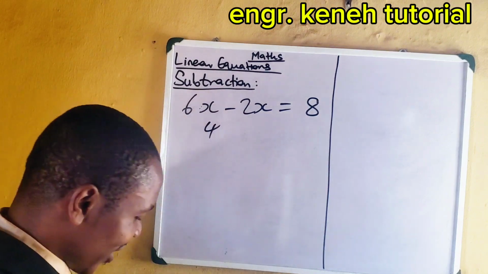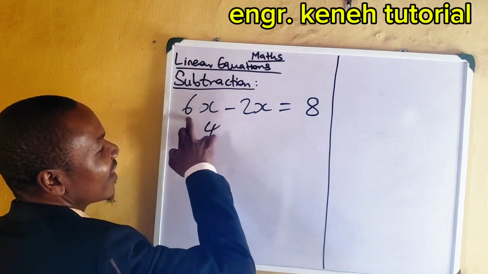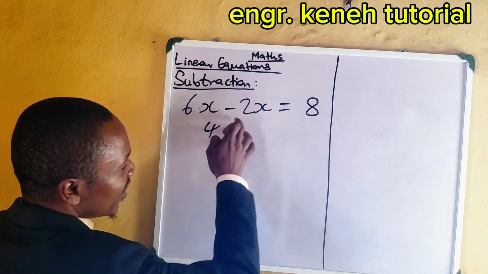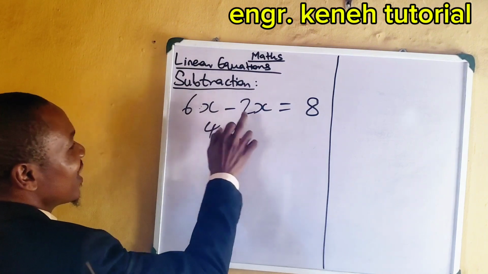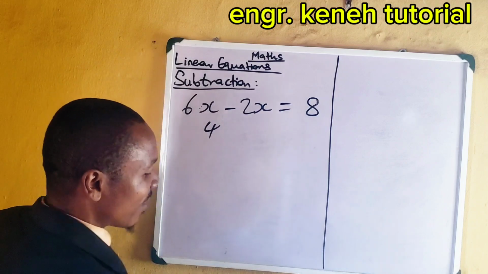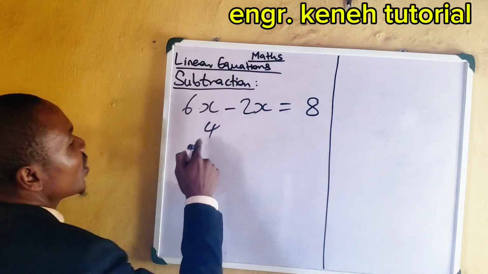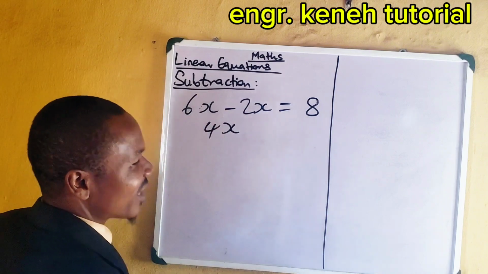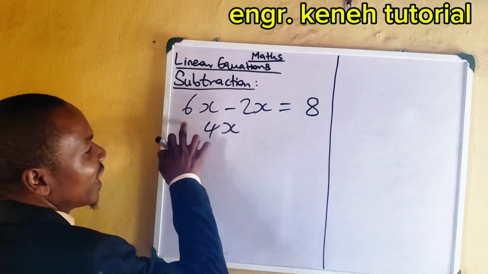You know it's wrong. Look at what I'm saying: the subtraction will only take place on the coefficient, not the alphabet itself. The alphabet should be carried down here. Can you see? So what you are actually subtracting is the coefficient of the alphabet. So now you say 6 minus 2 to give us 4. Then you bring down what? x here. You are not going to say x minus x. Is it clear? So you are subtracting only the coefficient.